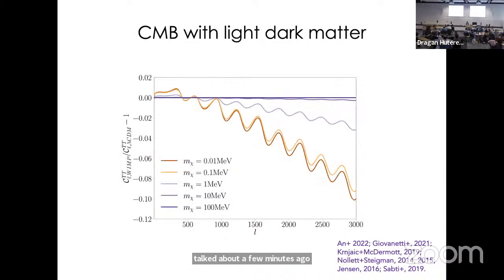And then here is just an illustration of the effects on the CMB. So you get this beautiful suppression of power at high multipoles. And you can look for that in the cosmic microwave background, even from just the temperature anisotropy. You can also do it with polarization and so on.